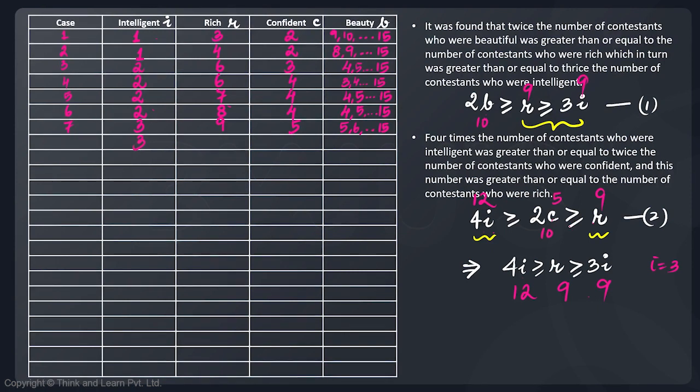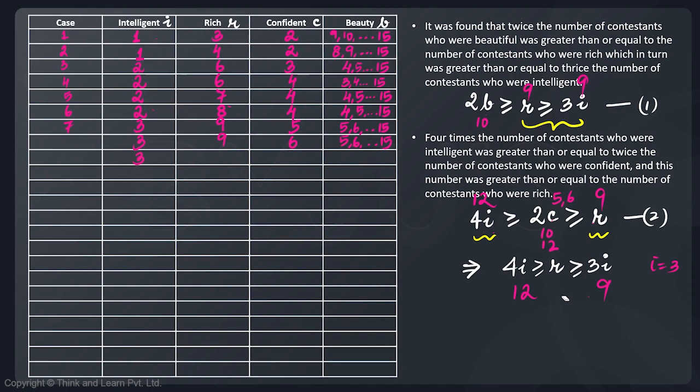The next possibility is when I is still being 3. Now what if we change the value of C to be 12? For 2C to be 12, C is going to be 6 because it falls within the range of 9 and 12. Right? So there is no change in the first inequality. That means B is still going to be from 5 onwards up to 15. So these are the cases when I is 3 and R is 9 and C is going to be 2 cases, 5 and 6, and B is going to be from 5 onwards up to 15.